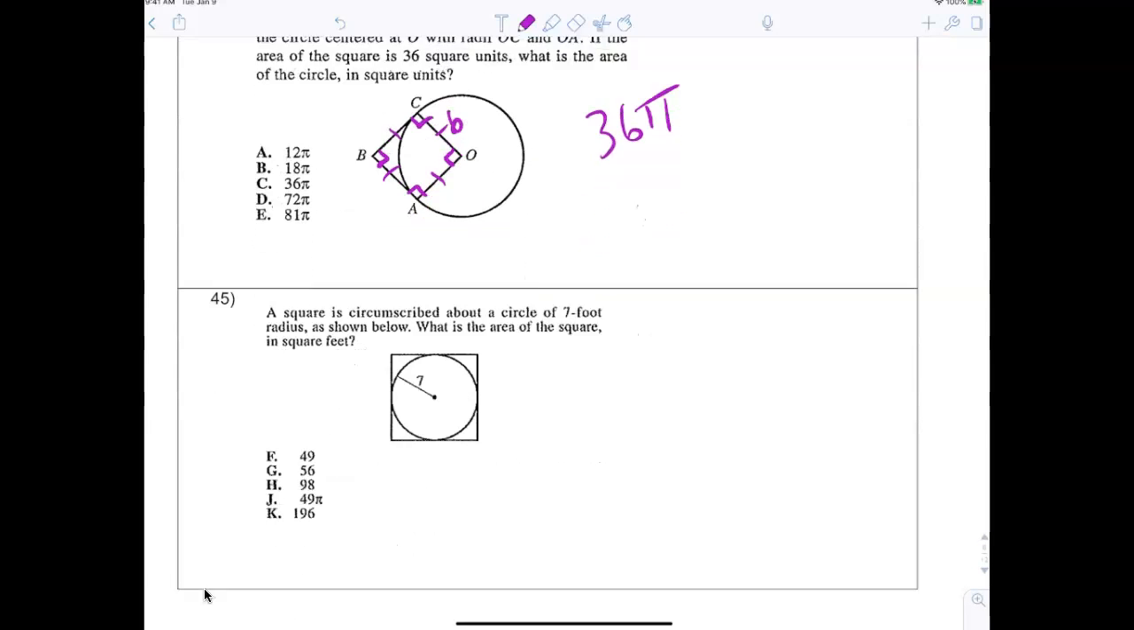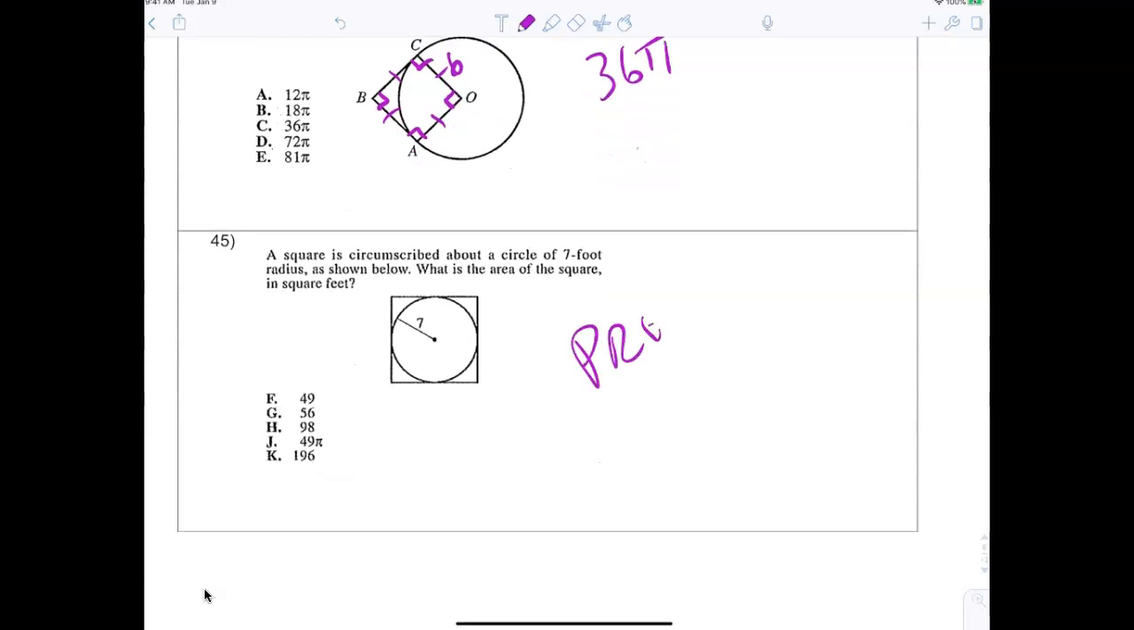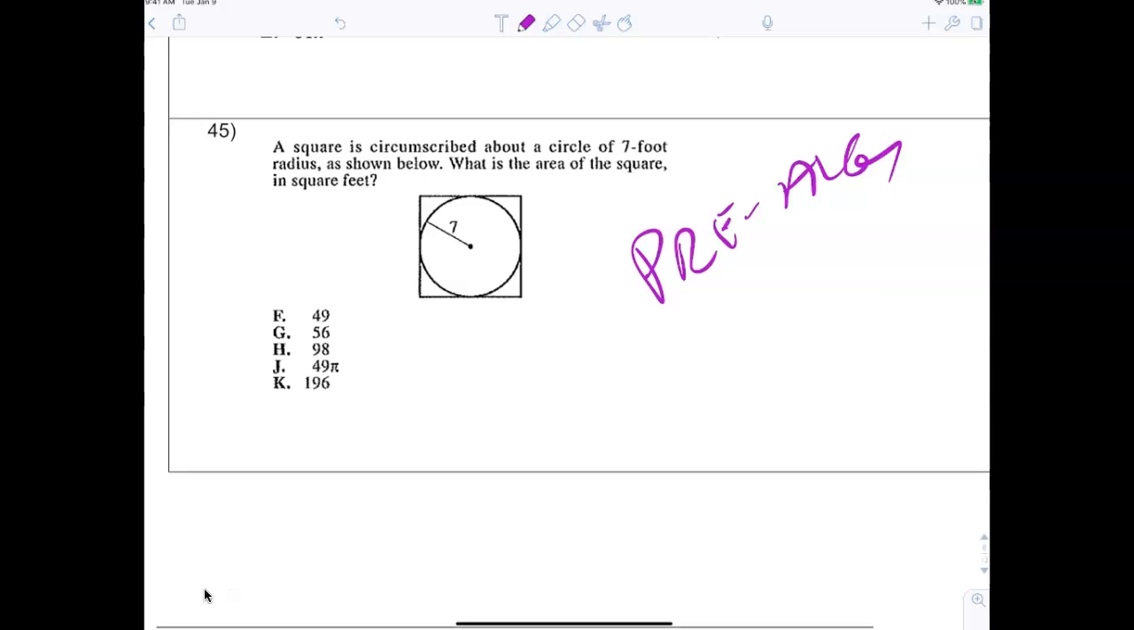All right, guys, these are great questions. All right, guess what? 45 was also on my pre-algebra test last week. If you missed that one, come join us. What's 45? That's a great question.